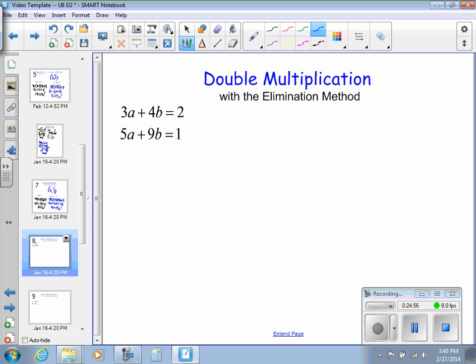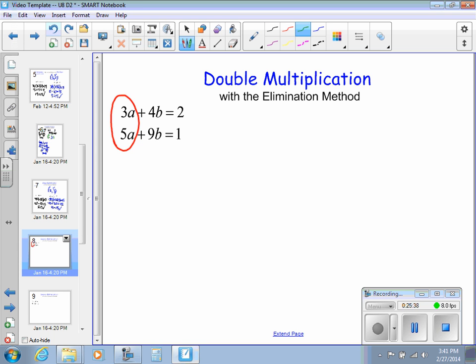Okay, now, let's take a look at this. Well, gee, if I look at that one, I can't just multiply one of these by something and get the same coefficient but different signs. And the same thing applies over here as well. I'm going to need to multiply both equations by something to get this to work. And really, I want to multiply by the smallest numbers I can. So I'm going to take this 3a and 5a and make them cancel.